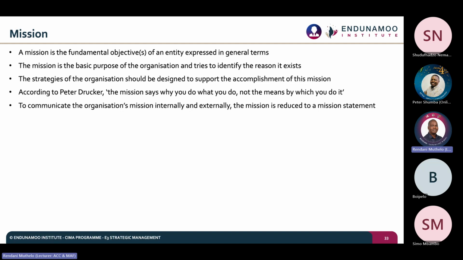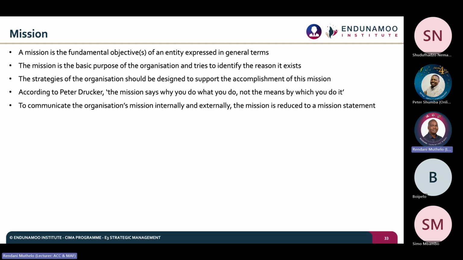So in general terms, it means that we are not specifically talking about a particular customer. It's very broad, it's very general. But its basic purpose clarifies why an organization exists. Why does Mediclinic exist? And the idea is that from that mission, strategies can be developed.